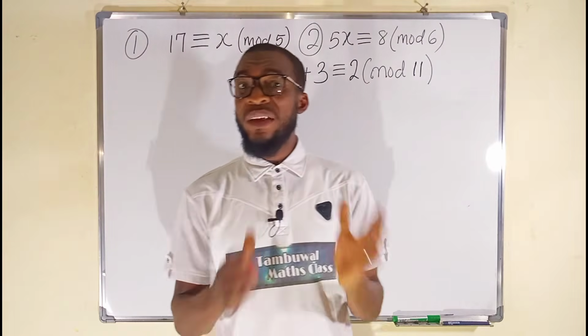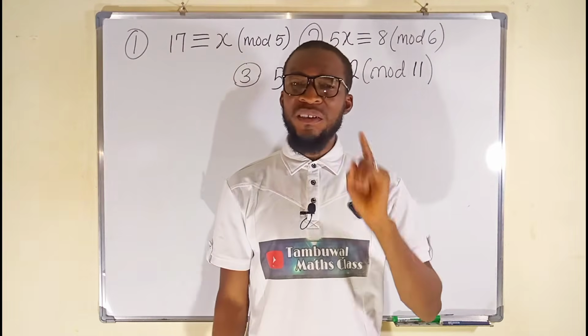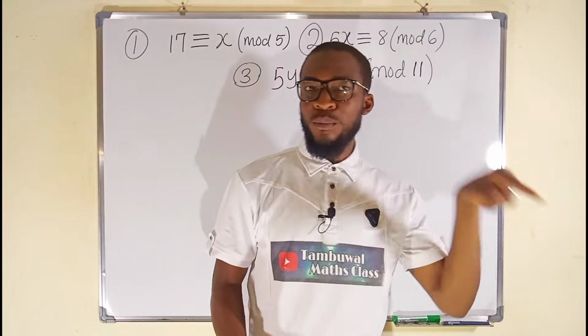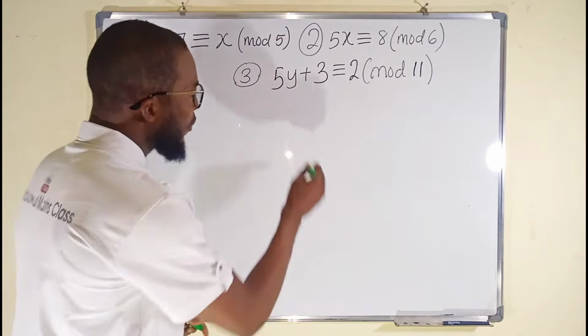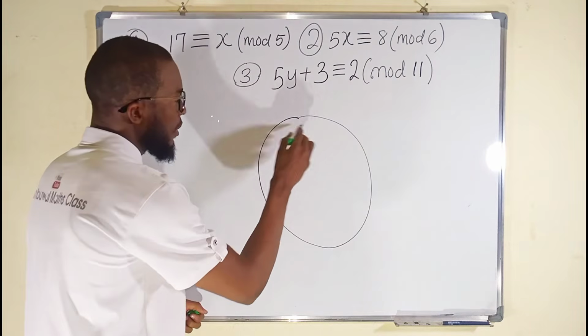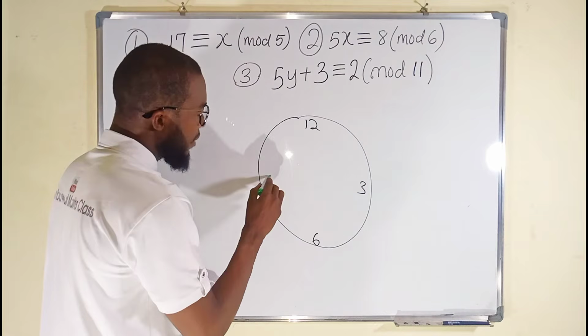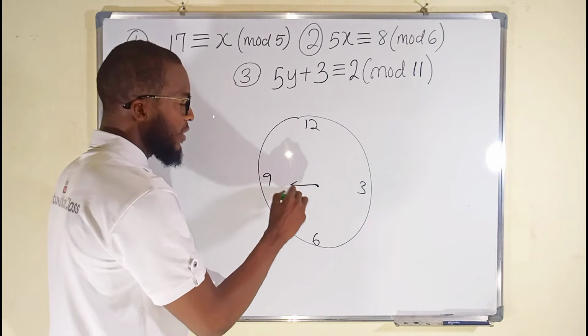Modular arithmetic is a remainder arithmetic, so we are concerned with the remainder, and the highest that remainder could ever attain is 1 less than the modulus itself. Let me give you an example before we start. Suppose this is a clock. This is 12, this is 6, this is 3, this is 9, and suppose it is pointing exactly at 9.